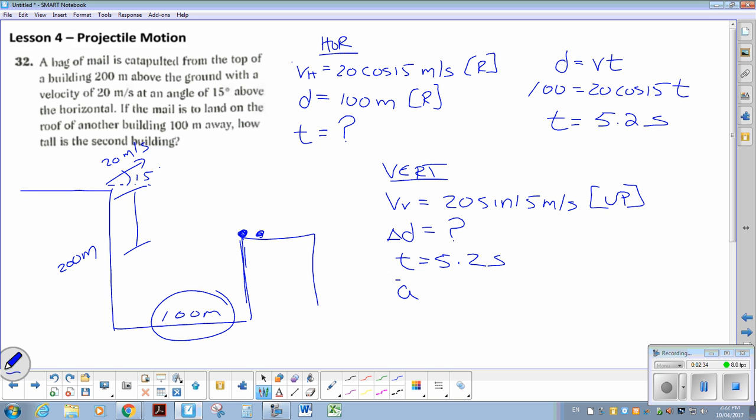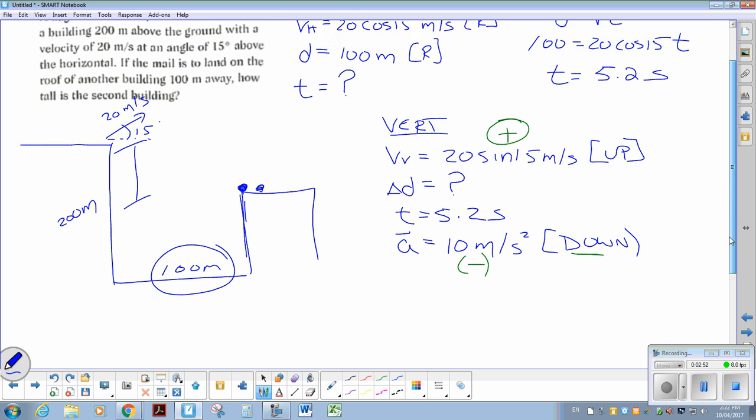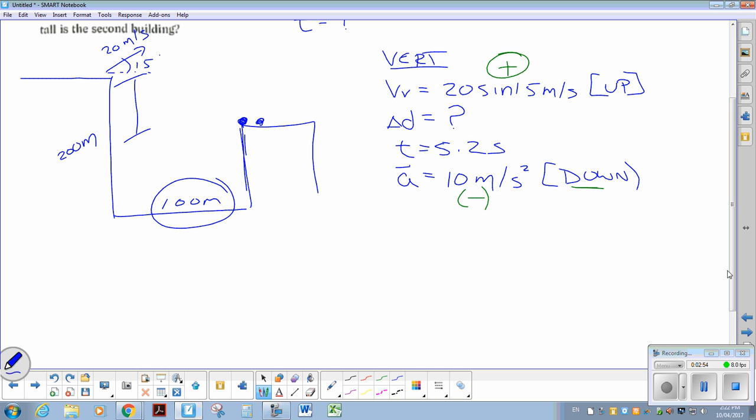And in this case, we do know acceleration, and we'll assume it to be 10 meters per second squared. And it's going to be down. So the reason we have up and down, we can say that up is going to be a positive value. But because this is down, acceleration is going to go into my equation as a negative. So the equation we're going to use, delta d equals v1 t plus 1/2 a t squared.